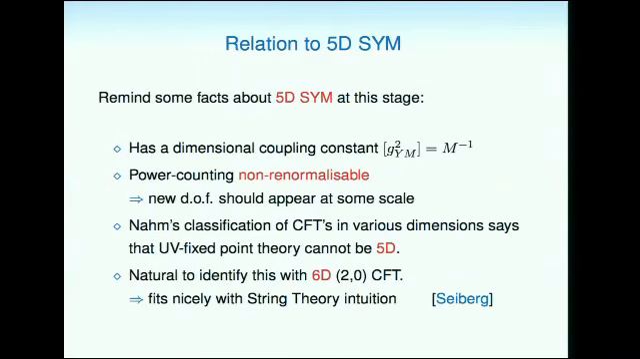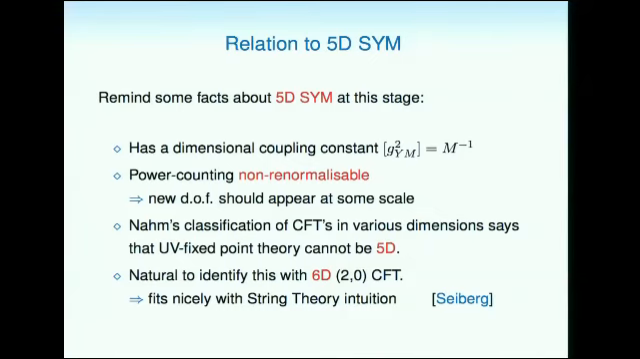Okay, so this is all very well as far as M2 branes and M5 branes go. Now there was another theory which appeared in the title page, and this is 5D Yang-Mills. And let's see how 5D Yang-Mills fits in with everything that I'm telling you so far. And let's start by reminding some facts about 5D super Yang-Mills. And by 5D super Yang-Mills here, I refer to the theory with maximal supersymmetry. So this is a theory with 16 supercharges.